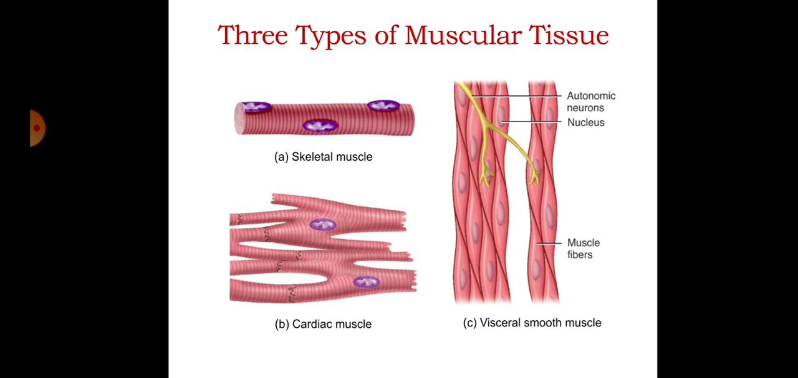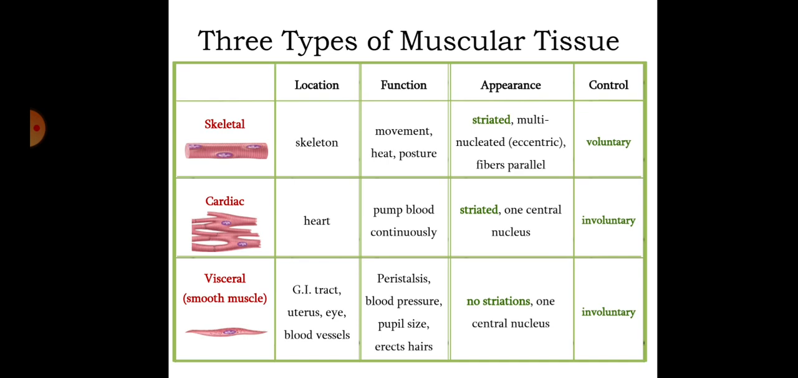The first is the skeletal muscle, which are also known as voluntary muscles. The second is the visceral smooth muscles, which are the involuntary muscles. And the third are the cardiac muscles, which are found in the heart. The location, function, and appearance of these three types of tissue are depicted in this table.